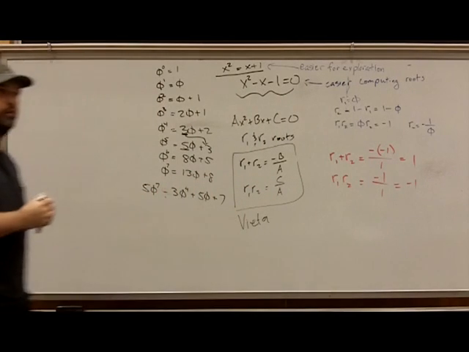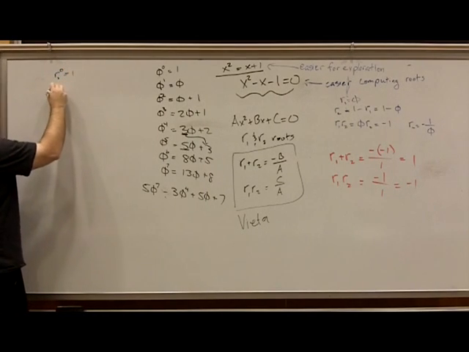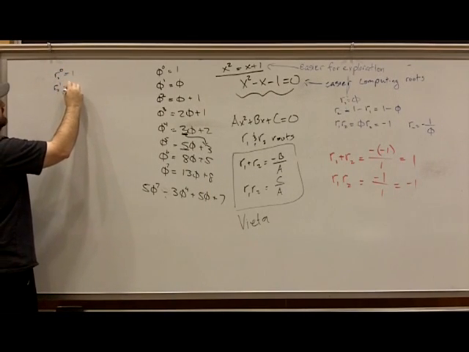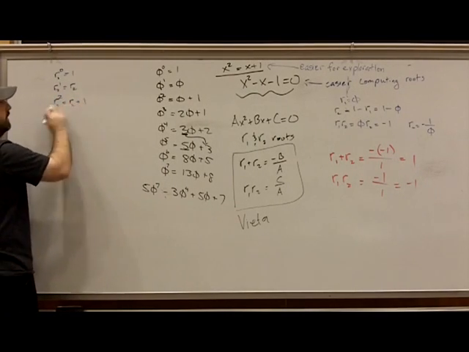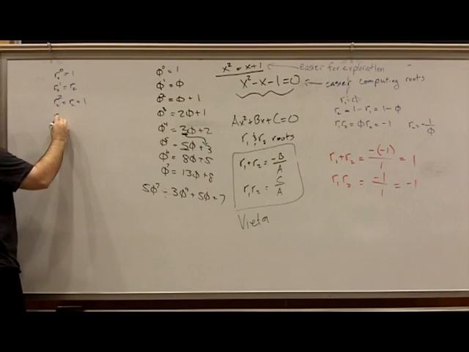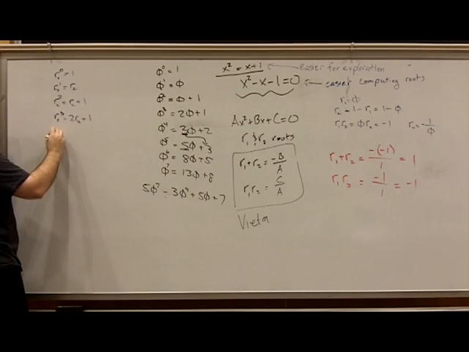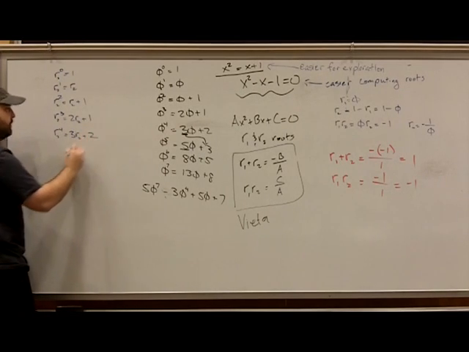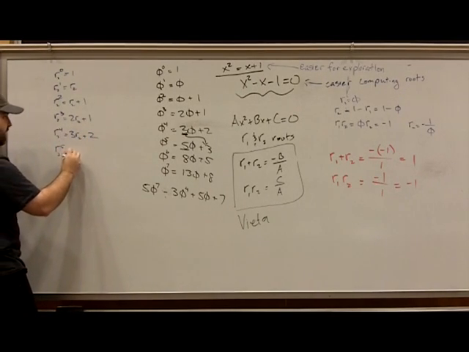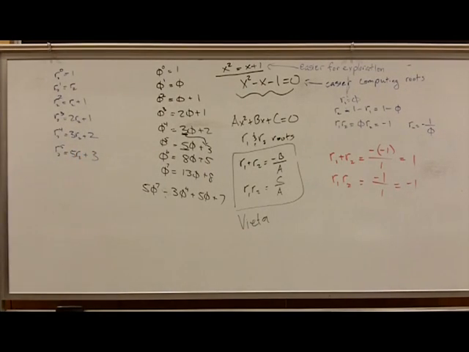It's also true for R2. For instance, R2 to the 0 equals 1. R2 to the first is R2. R2 squared is R2 plus 1. It's just the equation itself. R2 cubed is 2 R2 plus 1. R2 to the fourth equals 3 R2 plus 2. R2 to the fifth is 5 R2 plus 3. Did I get all this right? Good.